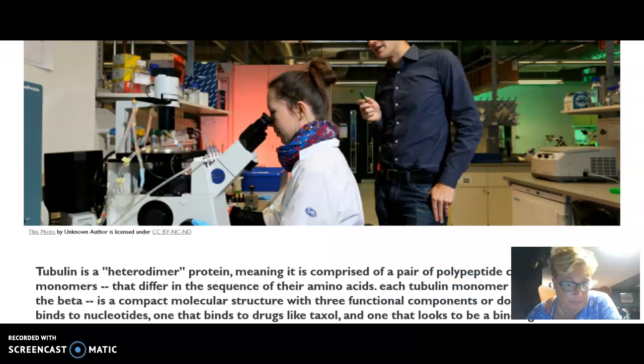Tubulin is a heterodimer protein, meaning it's comprised of a pair of polypeptide chains called monomers that differ in the sequence of their amino acids. Each tubulin monomer, the alpha and the beta, is a compact molecular structure with three functional components or domains: one that binds to nucleotides, one that binds to drugs like Taxol, and one that looks to be a binding site.